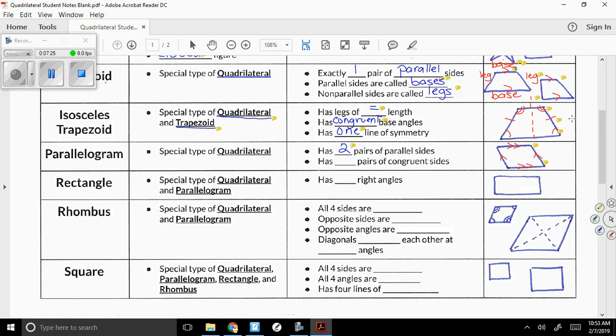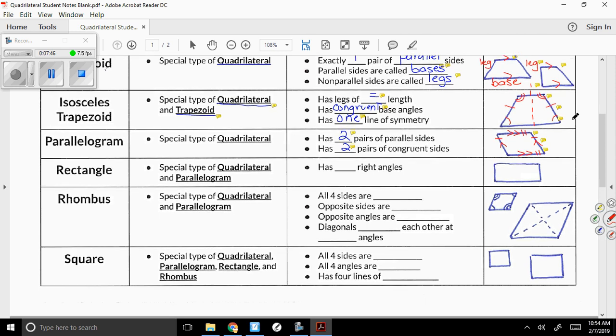Another property of a parallelogram is that it also has two pairs of congruent sides. So I'm going to use one little tally mark through the left and the right, and two little tally marks for the top and the bottom. So those sides are both congruent and parallel to each other, and that's what makes it a parallelogram.